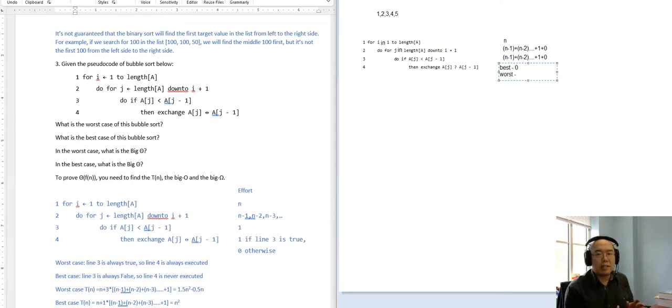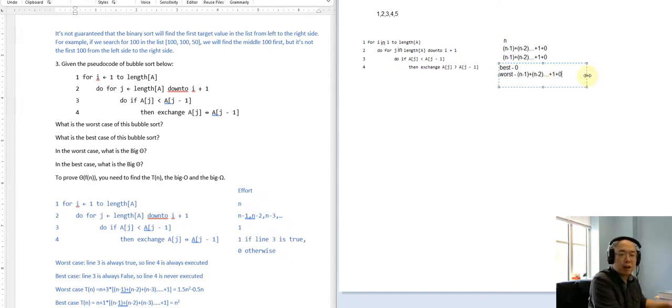In the worst case, it might be possible that for every pair of values we check, they are in the wrong order, so we want to do a swap, and then we check the next pair, we have to do a swap again. So in the worst case, we are going to execute line 4 the same number of times we execute line 3. So that is the worst case.